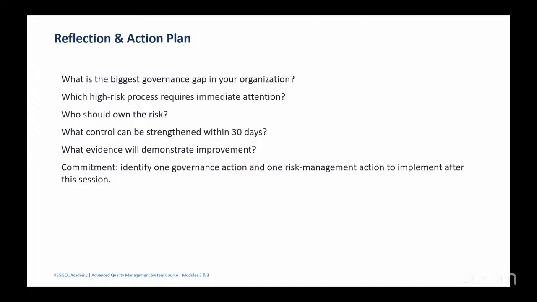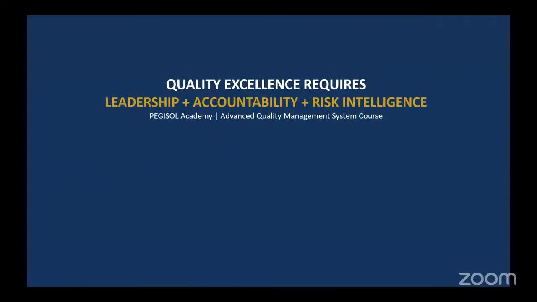That's why I call it an advanced quality management. So you have to look within your organization, where you have worked before, where you are working, and identify one governance action and one risk management action to implement after this session. So quality excellence requires leadership, accountability, and risk intelligence. From Pegisol Academy, Pegisol Consultancy, this is the advanced quality management system course. This is module 2 and module 3.